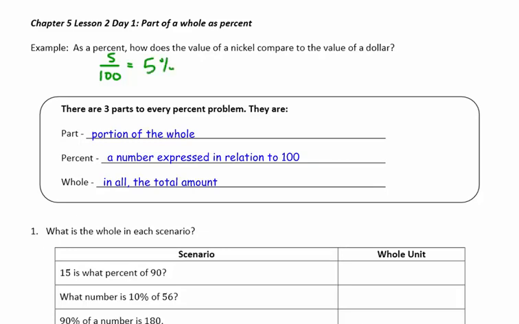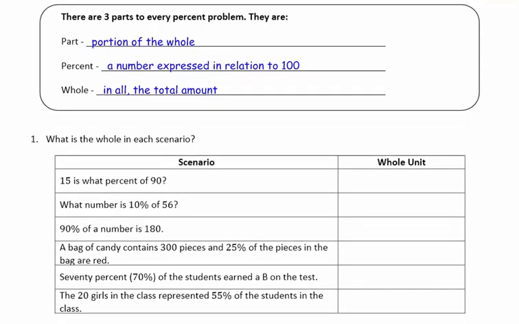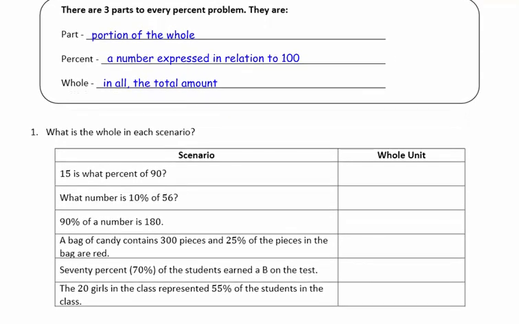There's three parts to every problem. The part, which is the portion of the whole we're talking about, the percent, which is a number expressed in relation to 100, and the whole, which is the total amount or in all. So for every problem, no matter how it's worded or what it looks like, there's three parts to it: the percent, the part, and the whole. If we can discern between those three parts, we can set up an equation every single time.